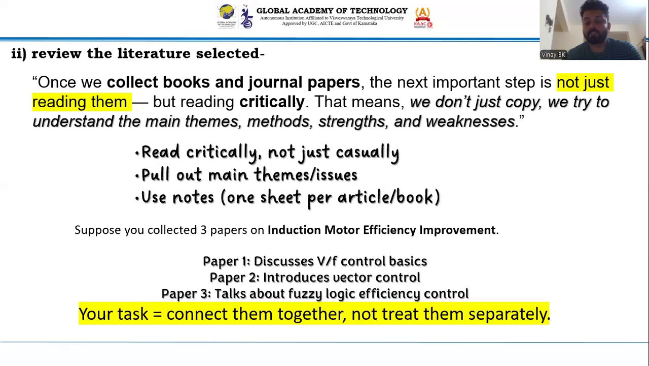For example, suppose you collected 3 papers on induction motor efficiency improvement. Paper 1 discusses voltage frequency control basics, paper 2 introduces vector control, and paper 3 talks about fuzzy logic efficiency control. Your task is to connect them together. That is, paper 1 should be linked to 2, 2 should be linked to 3, and then you should have a comparison table and so on. You should not treat these papers separately. The linking should be there.